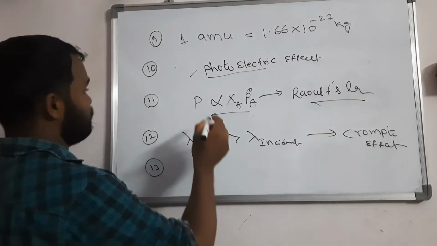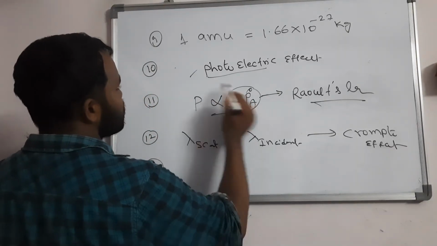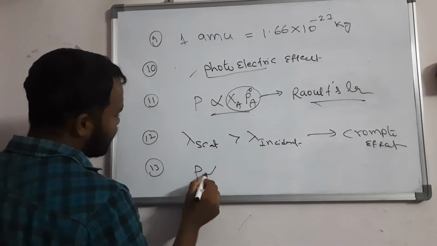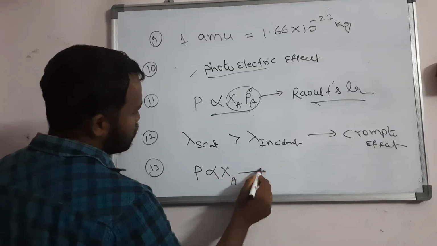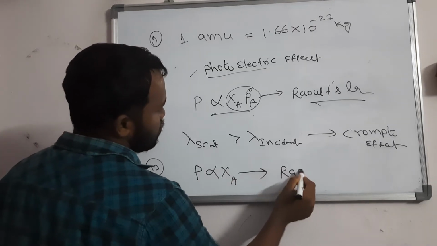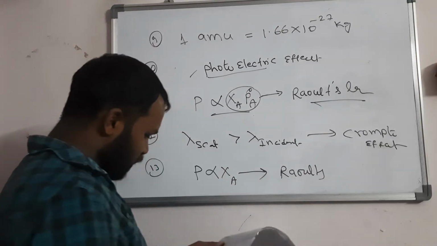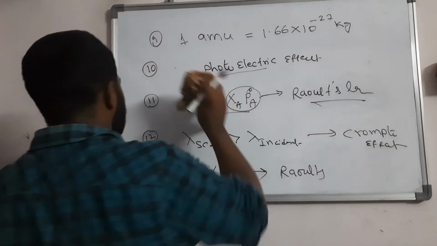Question number 13. It is directly the same. Previously they asked this multiplication. Now if P is directly proportional to the mole fraction, hence it is also Raoult's law. They asked 2 questions from Raoult's law. Next, question number 14.